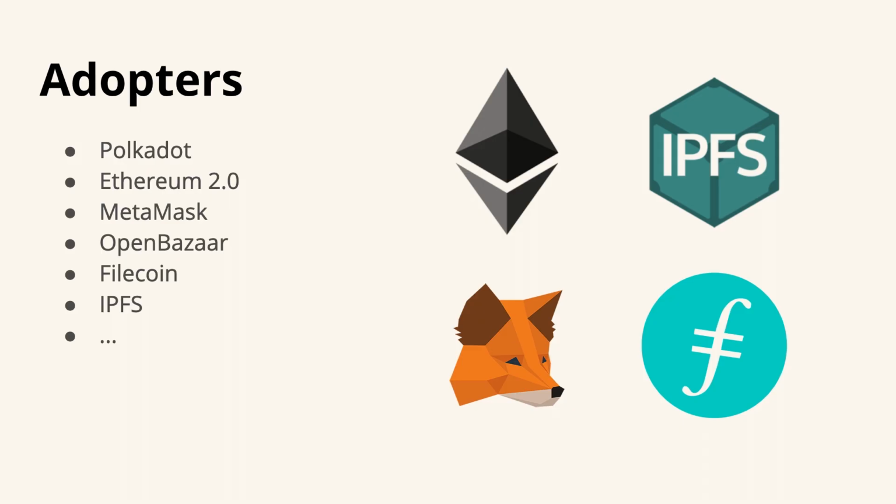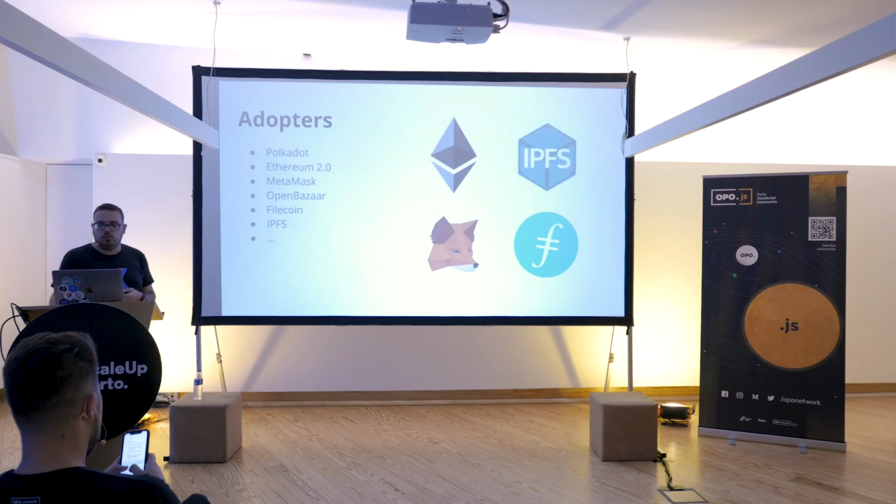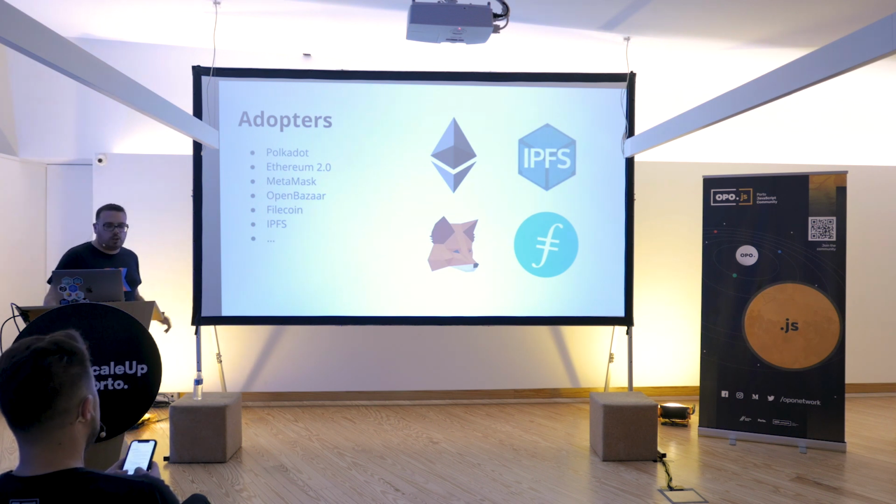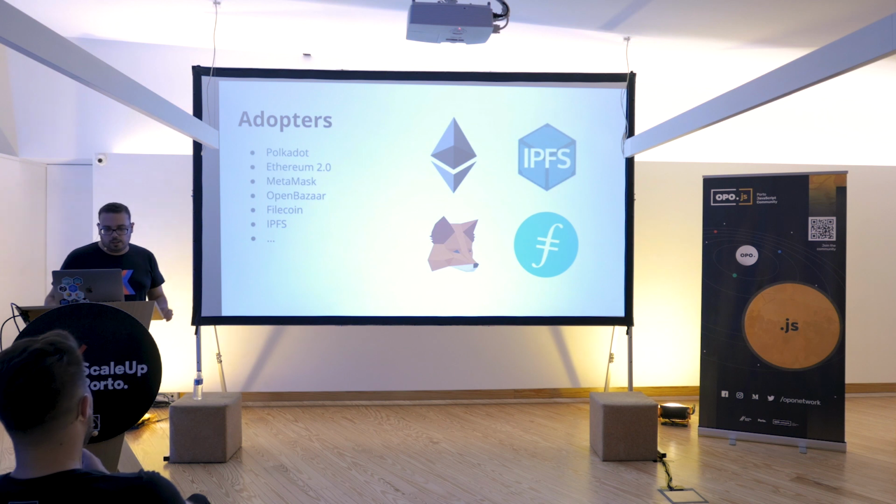So libp2p is still very experimental, of course, and our team knows that we have a long way to go, but we need projects adopting libp2p in order to get to problems that we wouldn't get if we didn't have users. And so some adopters are Polkadot, which is a blockchain. Ethereum 2.0 will also use libp2p. Some applications of MetaMask, OpenBazaar, which is a marketplace, Filecoin, IPFS, among very many others.